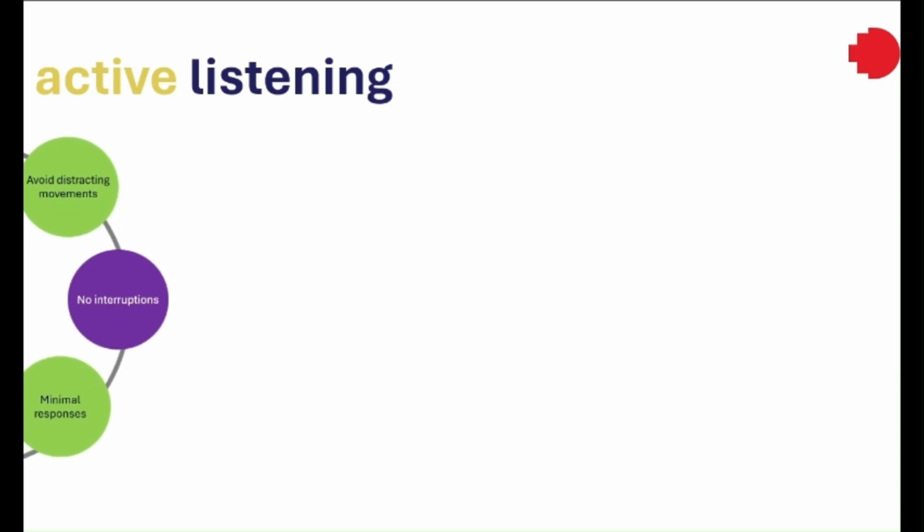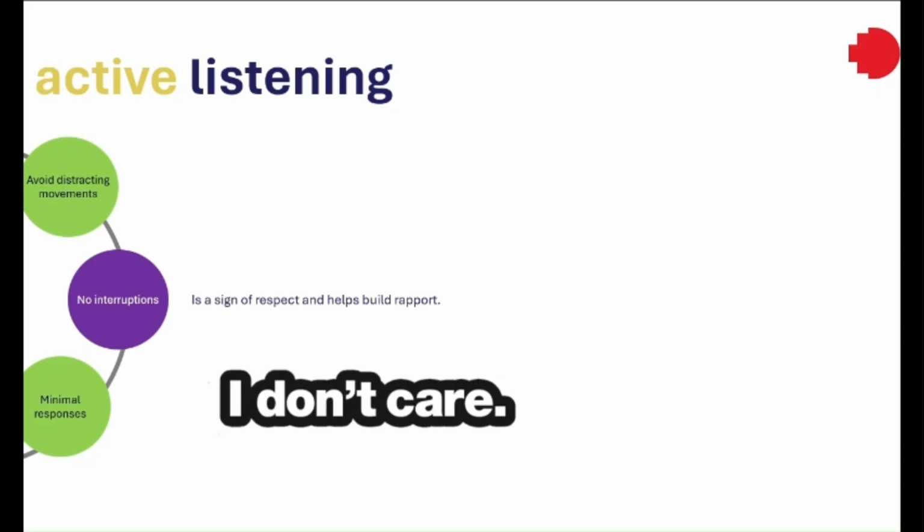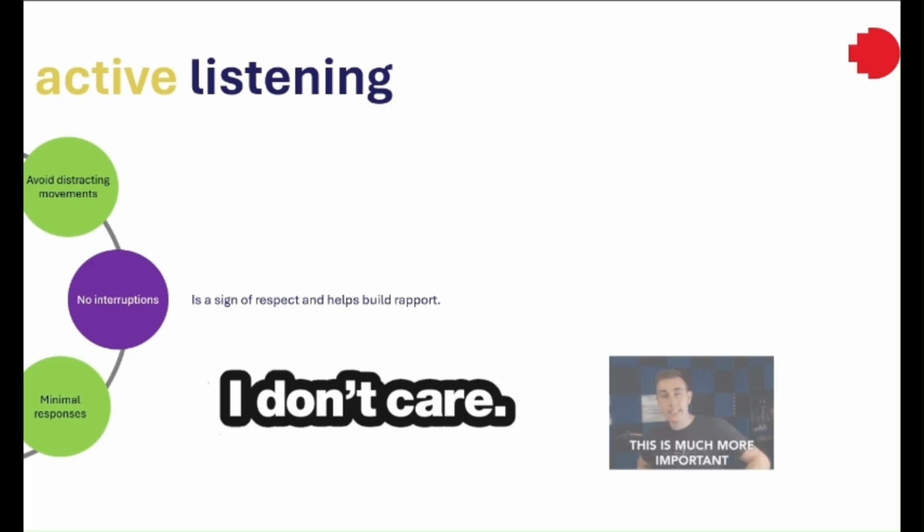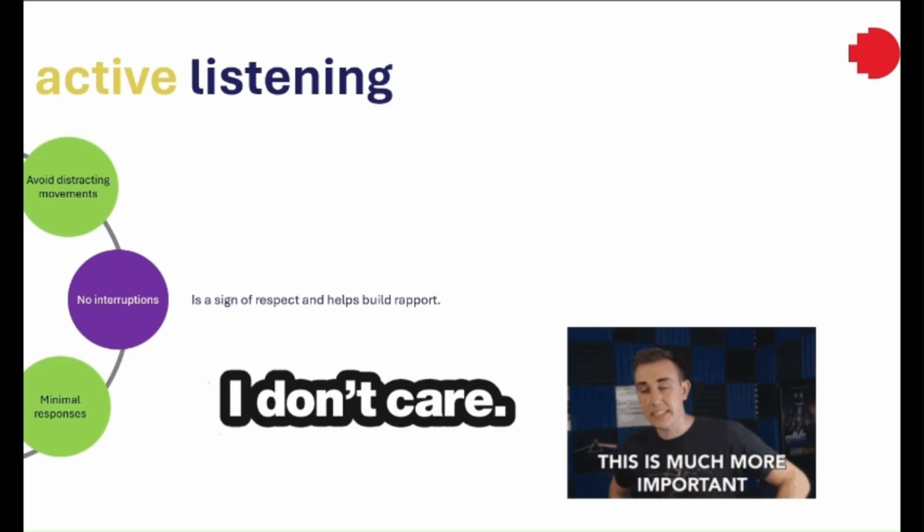Another really important thing we must do at all times is not interrupt. Not interrupting is a sign of respect and helps build rapport. Because when someone interrupts someone else, they are almost saying, or at some level they're saying, I don't really care what you have to say, or they may also be saying, what I have to say is more important than what you have to say. Hence, I am more important than you. And you can see how that dynamic can hinder and can prevent this idea of the rapport building process.